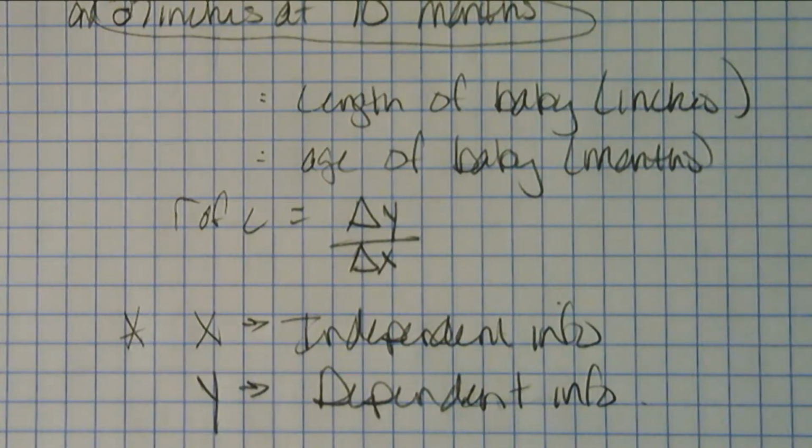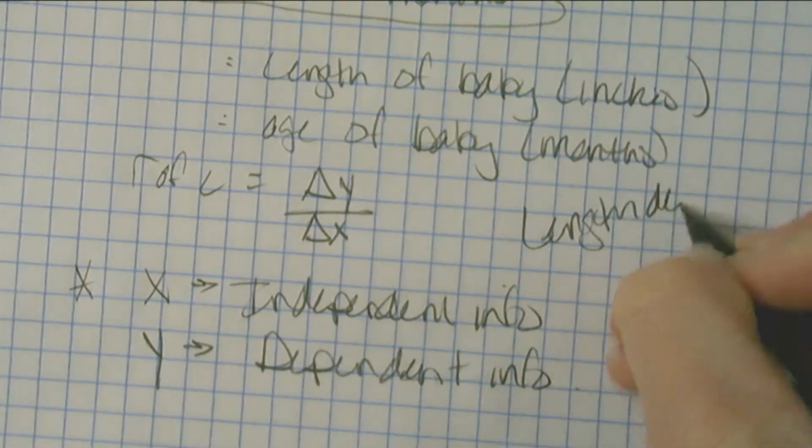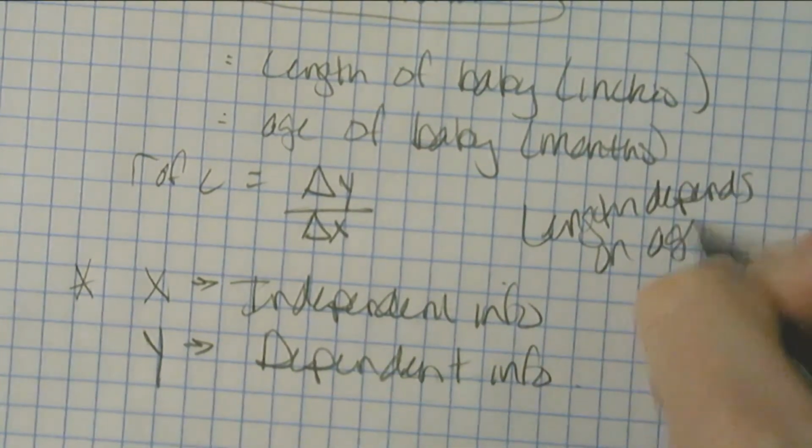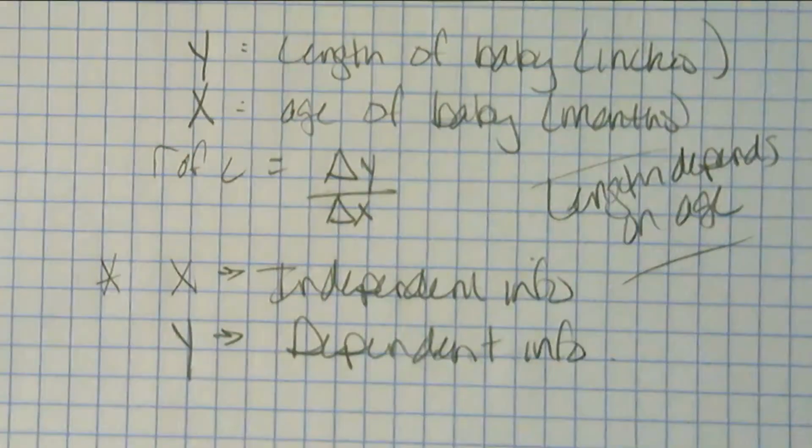Do you go in and measure a baby, see that it's 36 inches, and say, oh, they must be 2 months old? Or do you walk in and say, I have a 2-month-old baby, you measure them and you get your length. Which depends on which? Chris? How many of you guys agree that your length depends on your age? Yeah, the older you get, the longer you get. So if length depends on age, that means that my length is my y, my age is my x.